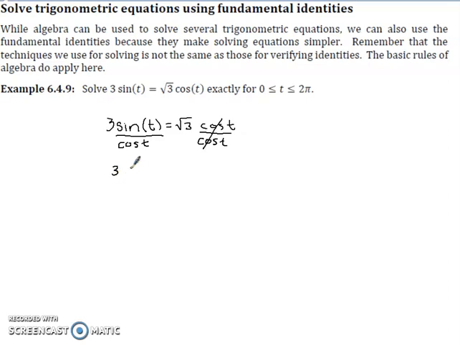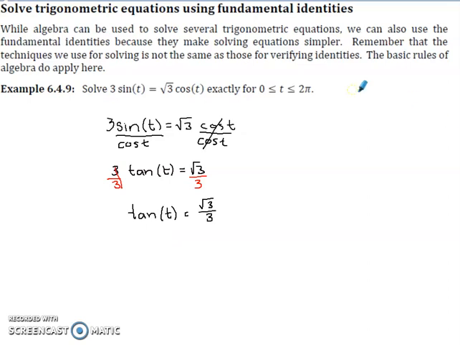So I've got 3 times the tangent of t, because I know that sine over cosine is tangent, is equal to the square root of 3. I can then divide by 3 on both the left and the right-hand side of the equation, and I find that tangent of my angle is equal to the square root of 3 over 3.